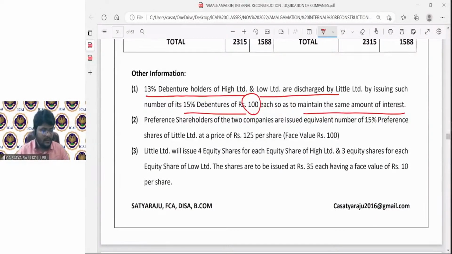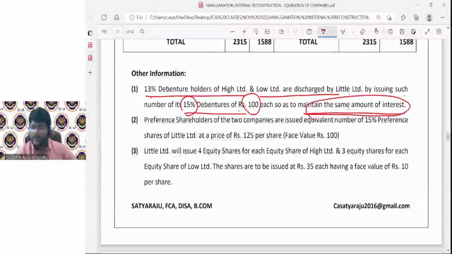Okay, fine. Let me continue. 13% debenture holders of High Limited and Low Limited are discharged by Little Limited by issuing such a number of its 15% debentures of rupees 100 each so as to maintain the same amount of interest.